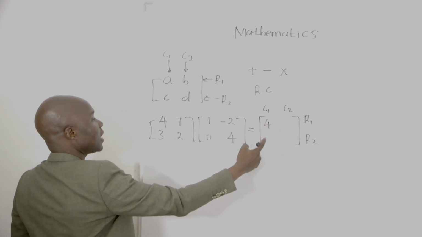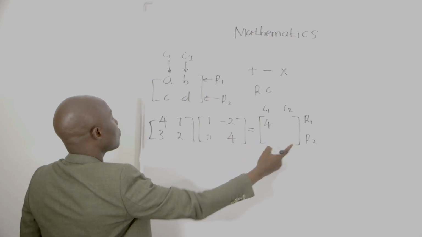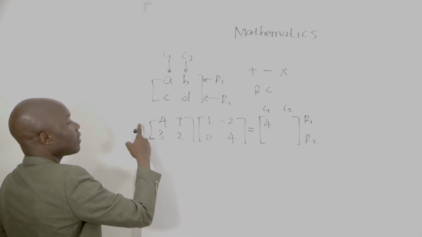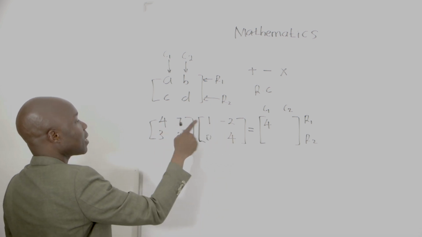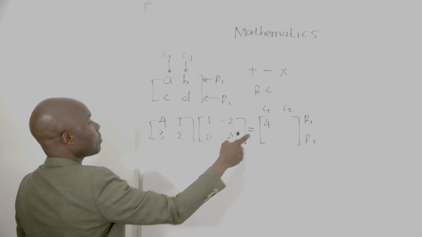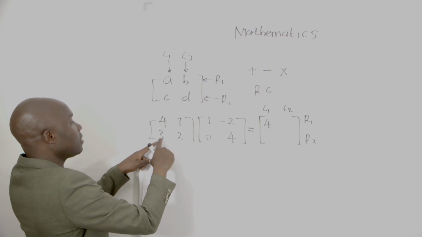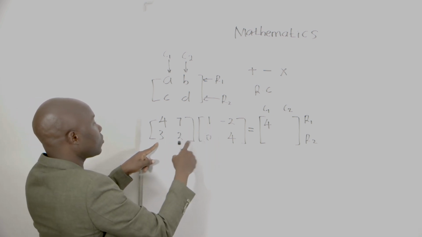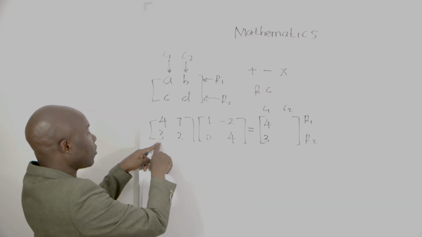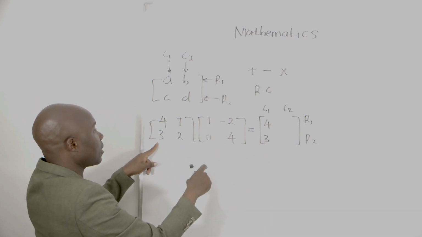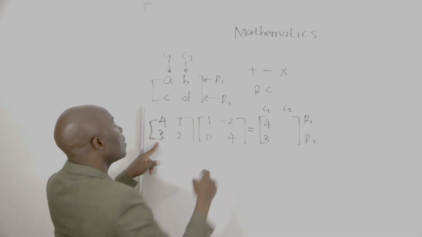If you want the element here, which is column 1 and row 2, I'll take the first column and I multiply by row 2. So we start 4 times 1 plus 7 times 0, we put it here. Then we take 3 times 1 plus 2 times 0. So we get here 3. So we just take the row 2 times column 1, because remember we start with the row then column.